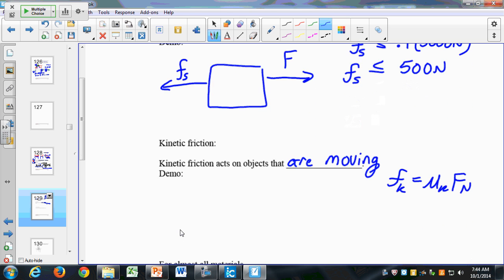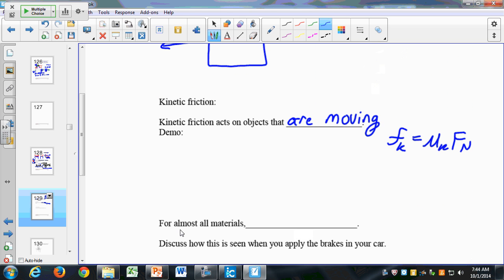Now, with kinetic friction, it's objects that are moving. This is an equality. It looks a lot the same. It's equal to our coefficient times my normal force, so all that still applies.